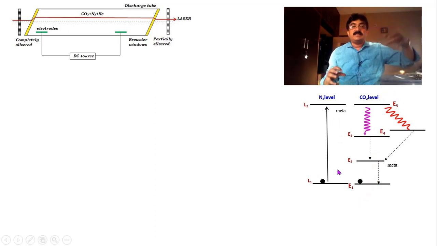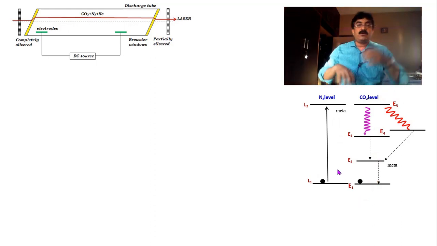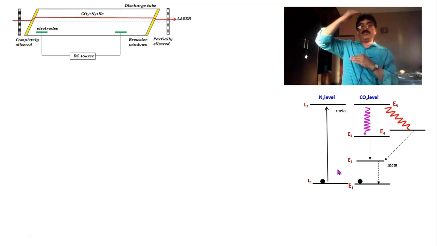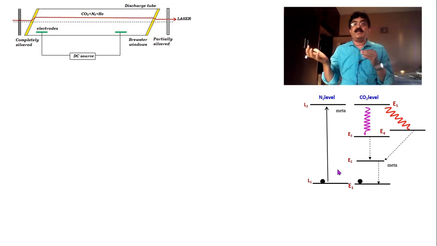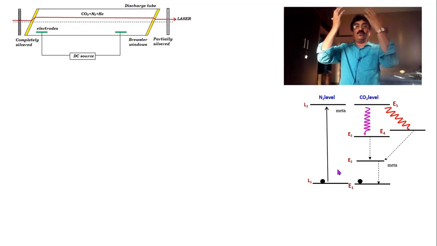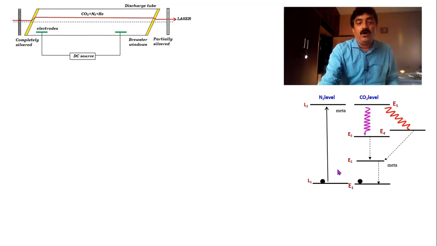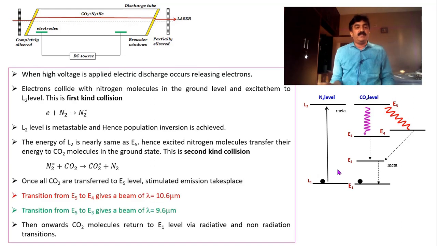As long as the source is on, electrons are released. Those electrons will collide with nitrogen. Nitrogen will go to L2 level. Nitrogen collides with carbon dioxide. That is called second kind collision. Carbon dioxide will go to E5 level. From E5 to E4, from E5 to E3, stimulated emission takes place, laser is obtained. All these things are explained in this paragraph. Just pause the video, read it.